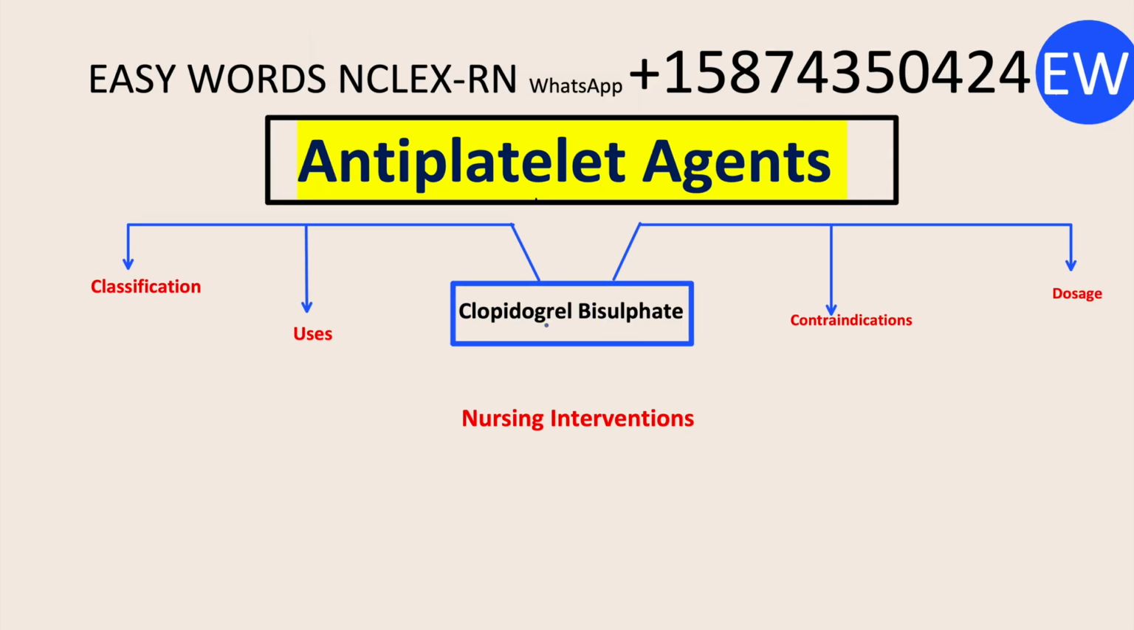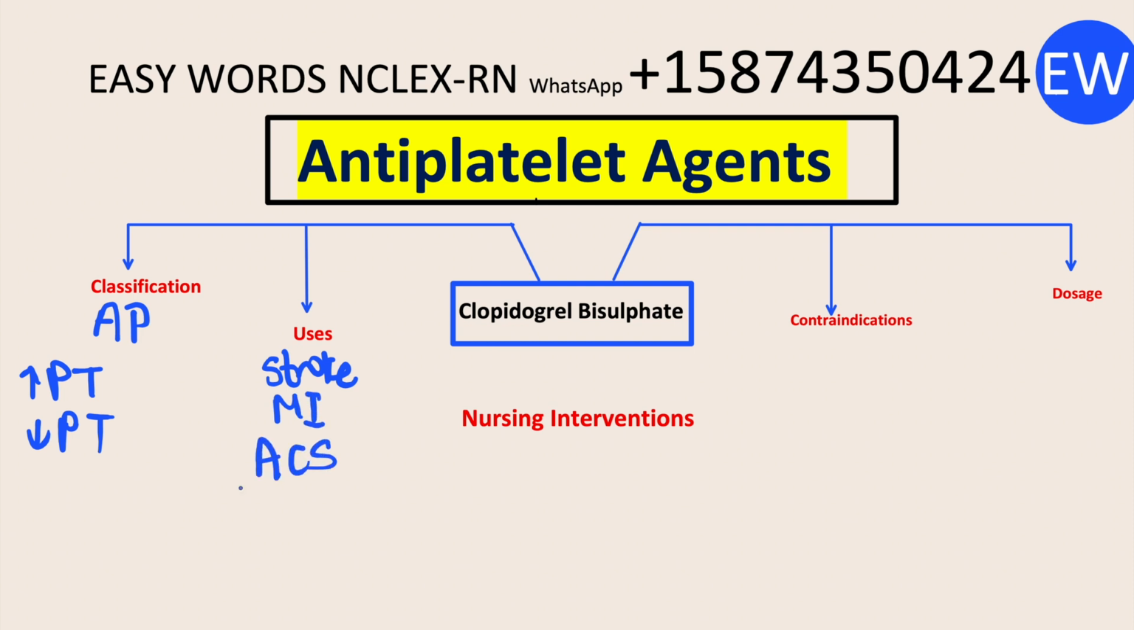Then we have clopidogrel bisulfate. Clopidogrel is classified as an antiplatelet drug. It prolongs the bleeding time by inhibiting platelet aggregation, and clopidogrel is used to prevent stroke, myocardial infarction, and also acute coronary syndrome.